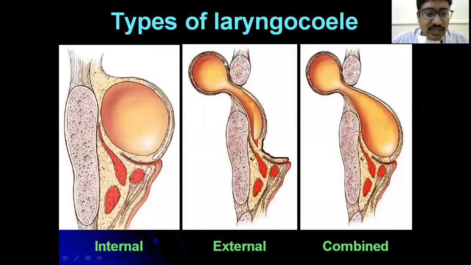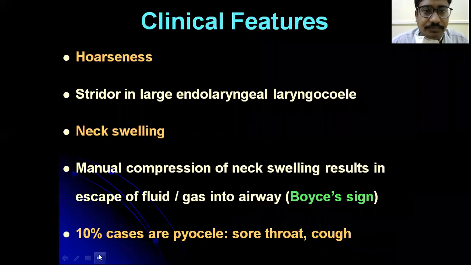It is called external laryngocele, whereas the internal laryngocele extends from the false vocal cords up to the aryepiglottic fold. This is called internal laryngocele. If you combine both of these, it is called combined laryngocele. So no swelling appears in the neck in the internal laryngocele. Swelling appears in the neck both in external laryngocele and combined laryngocele.